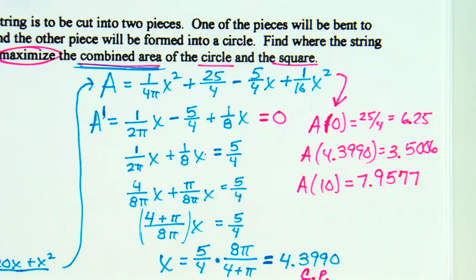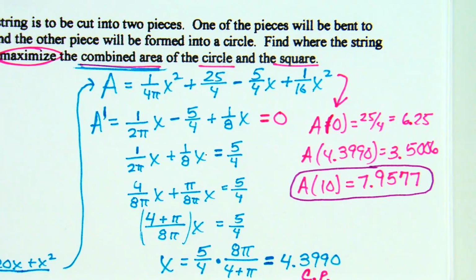The original equation, not the derivative. Correct. Original equation. We were trying to maximize. Which one is my max? 7.9557 is my max value. The question was find where the string should be cut. At what point should the string be cut?